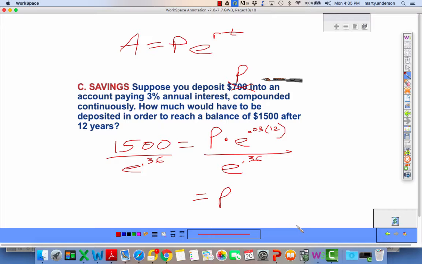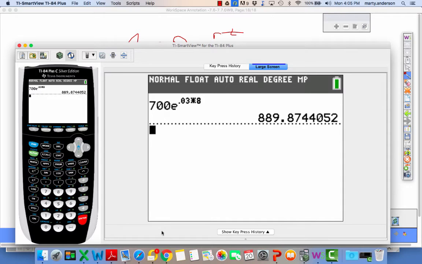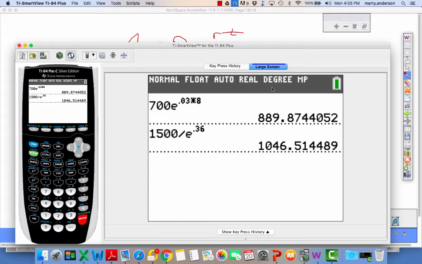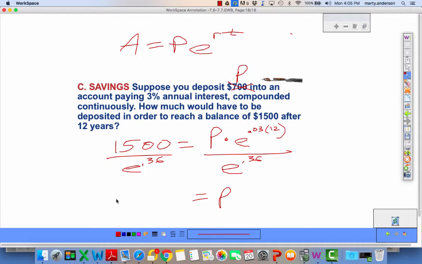That was worded wrong. So I can grab my calculator and do 1,500 divided by e to the 0.36. $1,046.51 is what I should have started with. There you go. Remember, E is just a number. It's 2.718 and your calculator does it for you.